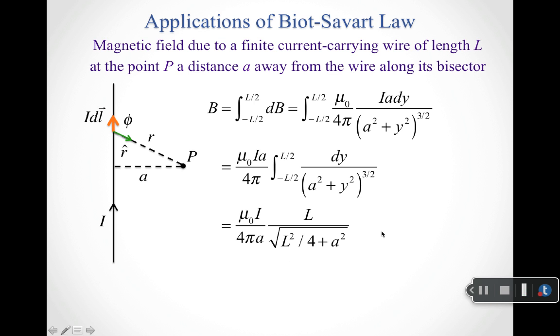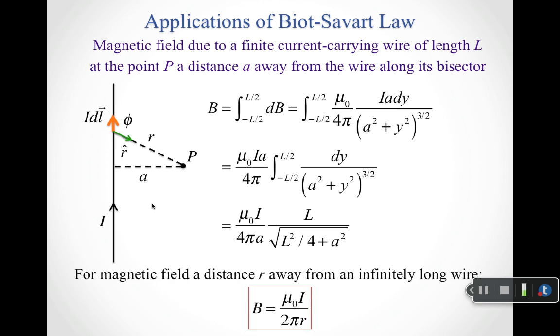So for a finite length of wire, this is what the answer is going to be for the magnitude at some distance a away from the wire along the bisector. So we are throwing in that extra caveat that I can't be talking about a point over here and a point over there. Well, the most common wire that we're going to deal with in these problems is just letting our wire be infinitely long.